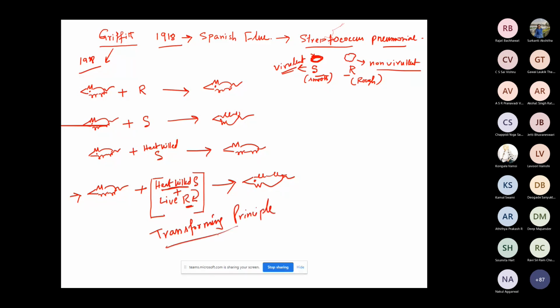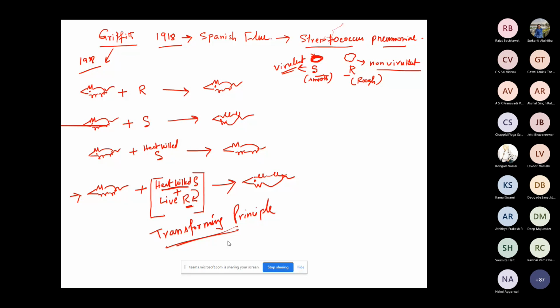But what is that transforming principle? That was not clear by that time. Unfortunately, this is a huge discovery. But Griffith didn't get the Nobel Prize also, and he didn't prove that this is DNA. He did up to this, and he was carrying out some more experiments.